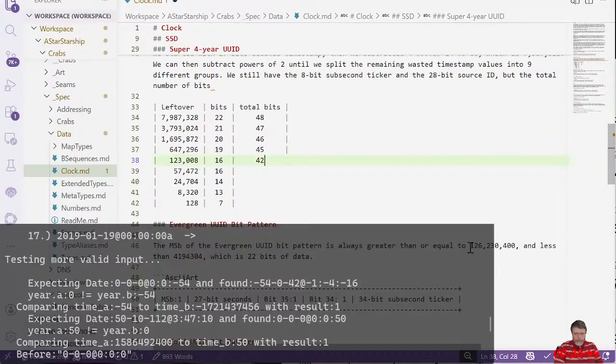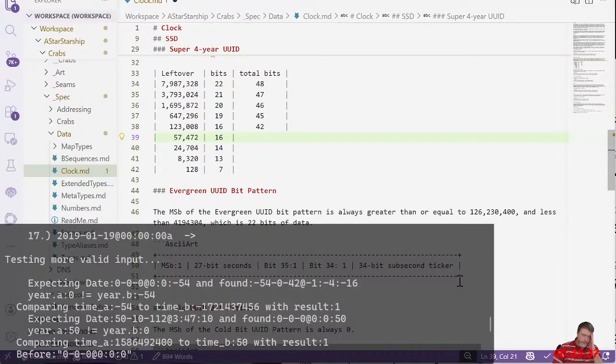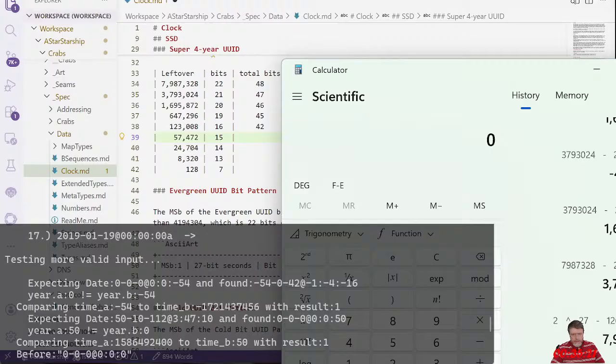Now we're doing 42. Why is there a 16? Oh, man. Why is there two 16s here? This has to be 15. I'm really upset with myself, this should not happen. Okay. It was just a typo.